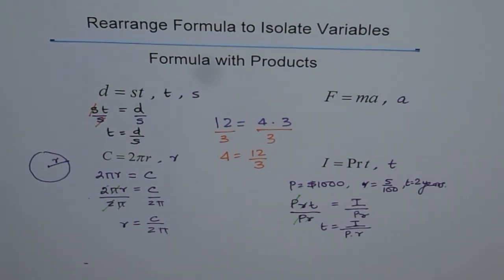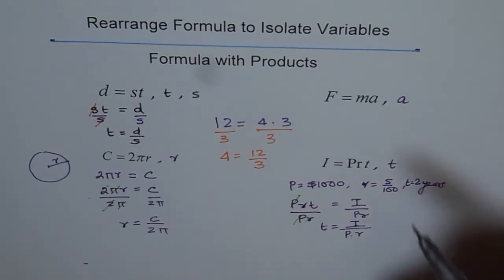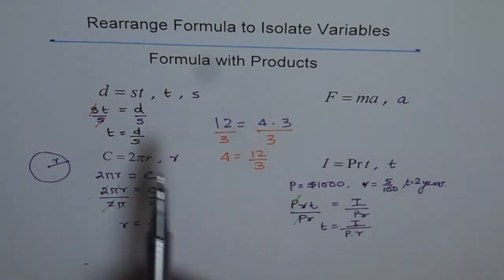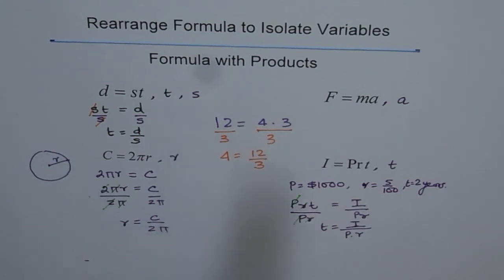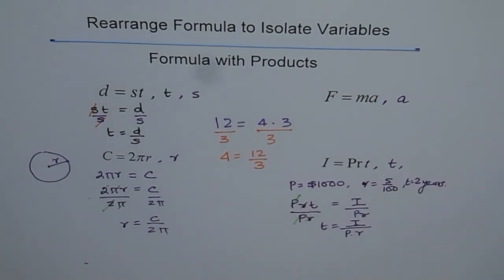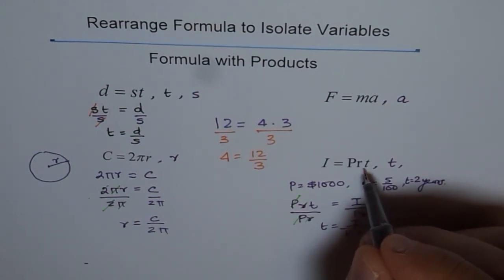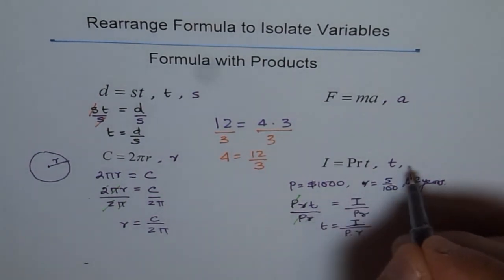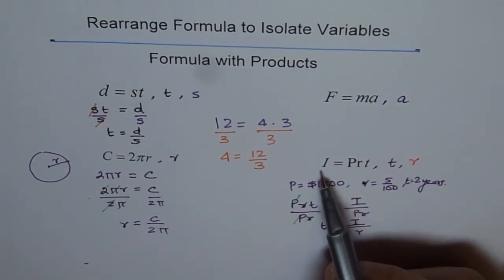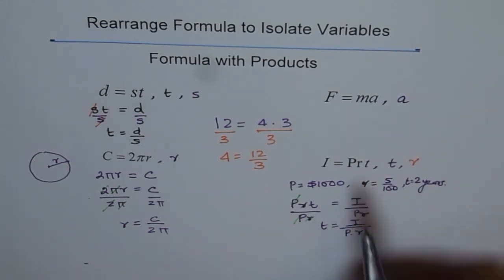Try some questions on your own, especially these, right, which I have left for you. Isolate A here, isolate C here, okay? And we have already done isolation. We have isolated T from here. You can isolate R, the rate of interest, if we are given total interest, principal and time, okay?